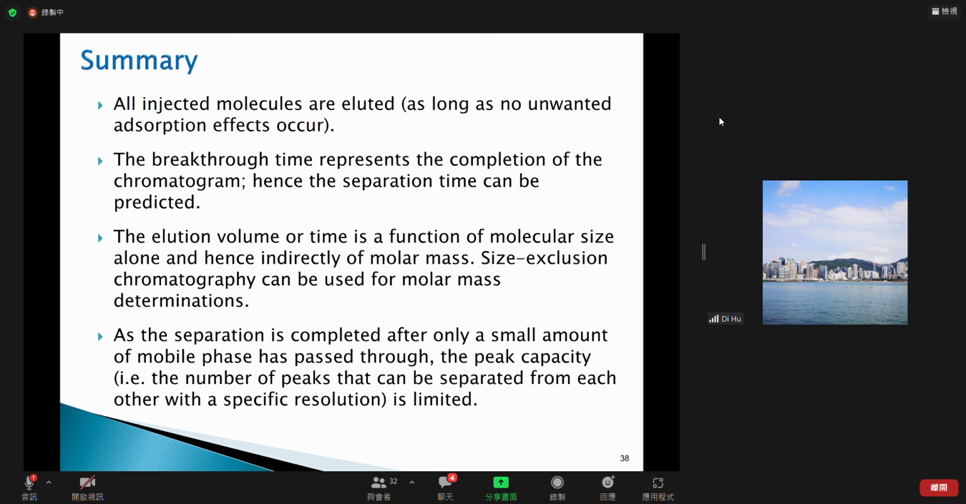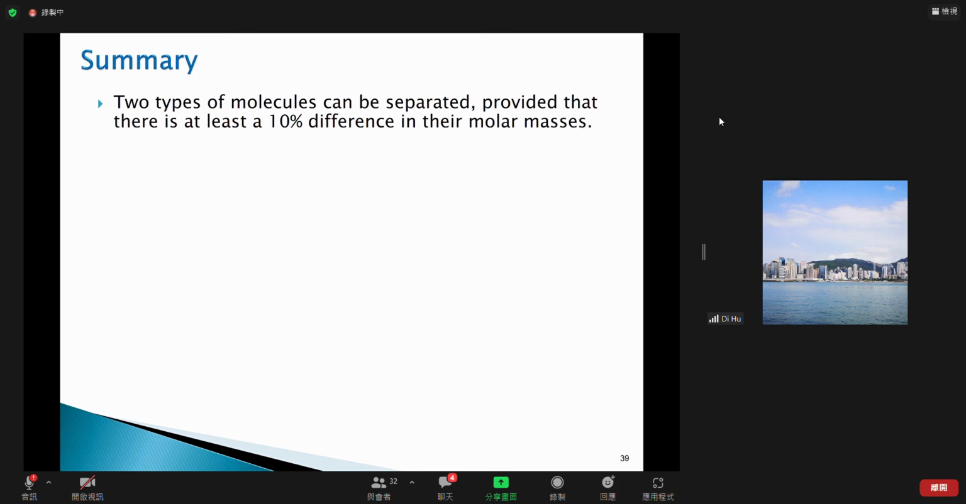As the separation is completed after only a small amount of mobile phase has passed through, because VT minus V0 is VI, VI indicates the capacity. The peak capacity is limited, because only a very limited mobile phase volume can be used to elute the sample. So the number of peaks that can be separated within a specific resolution is limited. For most compounds, they need at least 10% molecular weight difference to be separated. Two types of molecules can be separated provided there's at least 10% difference in molar mass. That corresponds to size, right?